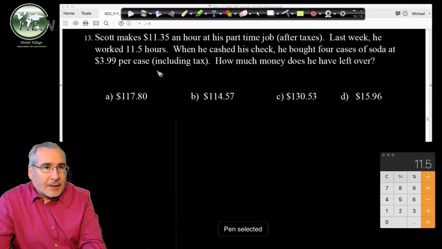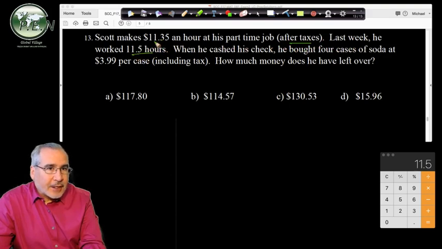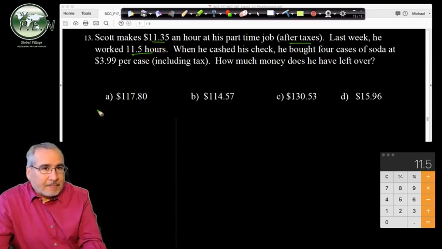Okay. How much money does he have left over? Okay, so Scott makes $11.35 an hour for his part-time job. This is after taxes. Last week he worked 11.5 hours. So we take the amount he makes per hour times the number of hours. That gives us his total income.